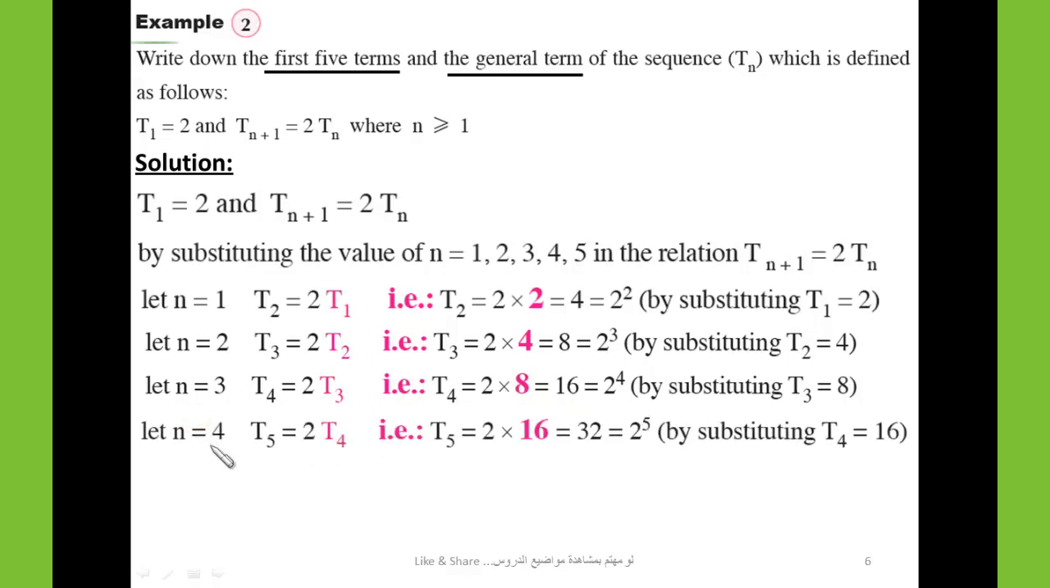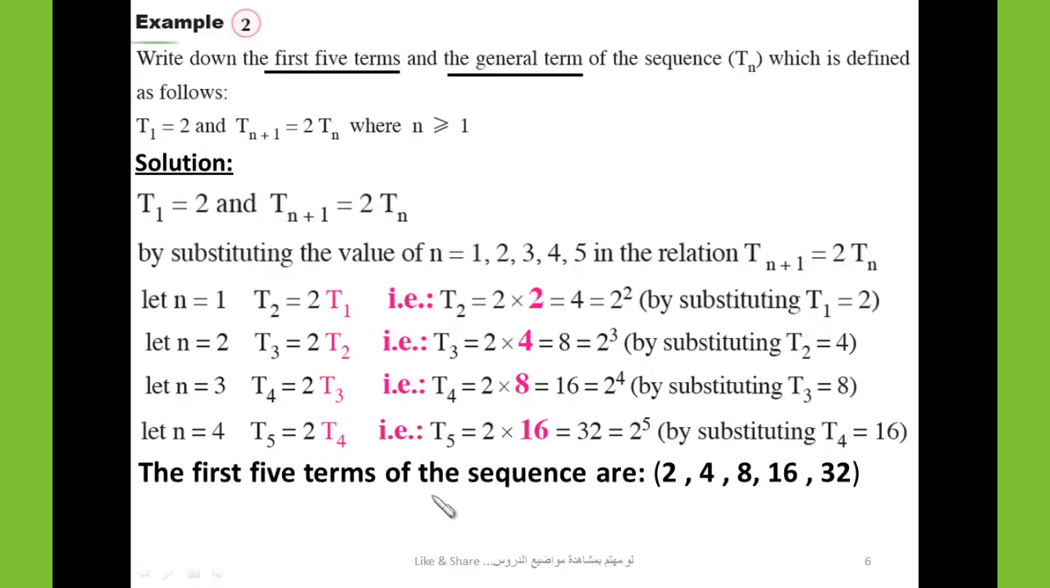Substitute n equals 4. You will get T5 equals 2 T4. So T5 equals 2 multiply 16, 16 is the value of T4, which equals 32. So the first 5 terms: T1 equals 2, we write it, and we deduce T2, it is 4, we write it. T3 equals 8, and 16 and 32. So this is the first 5 terms.